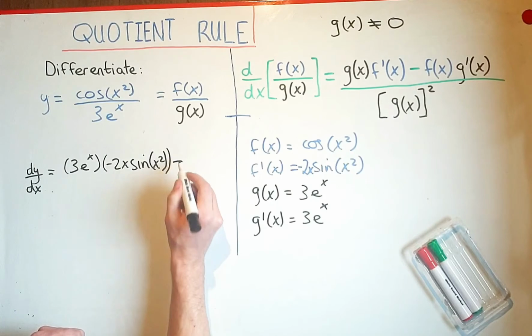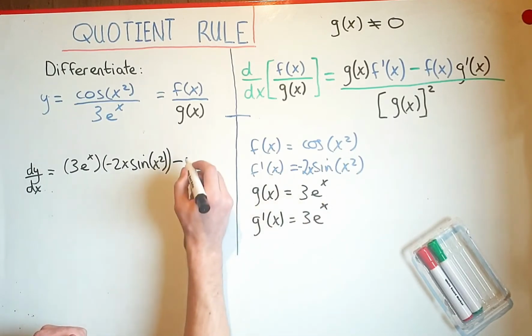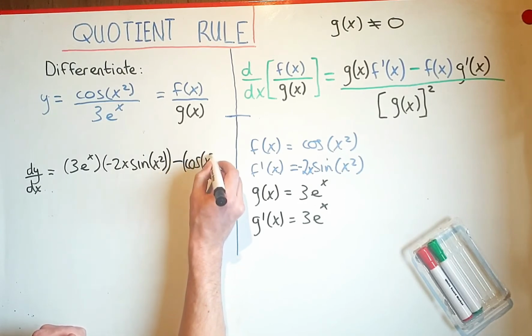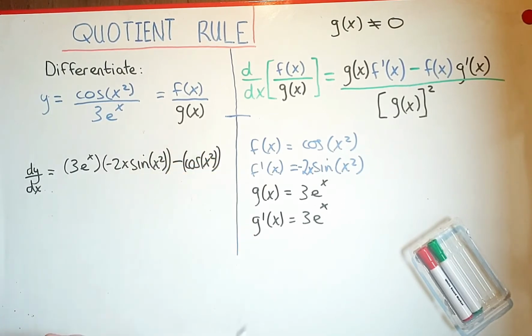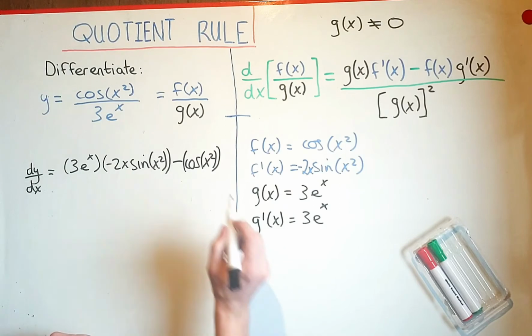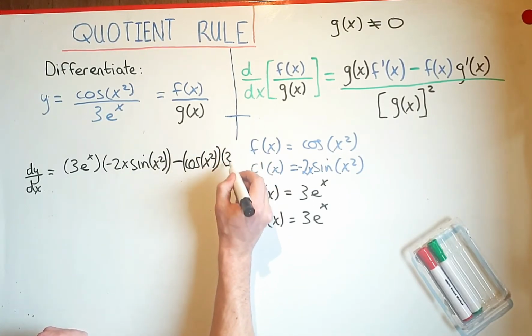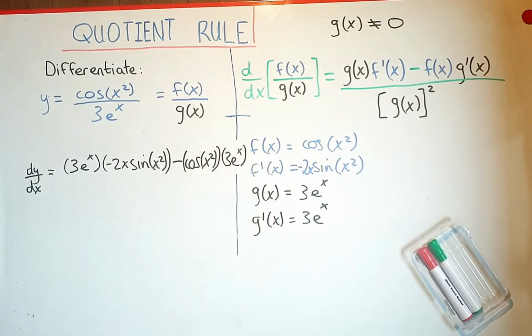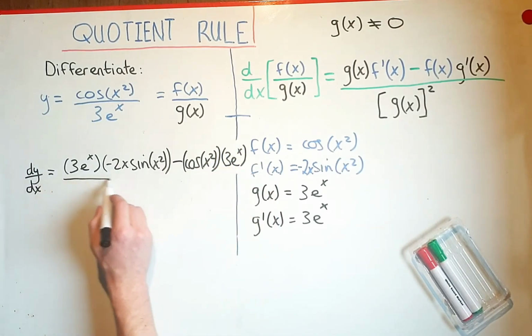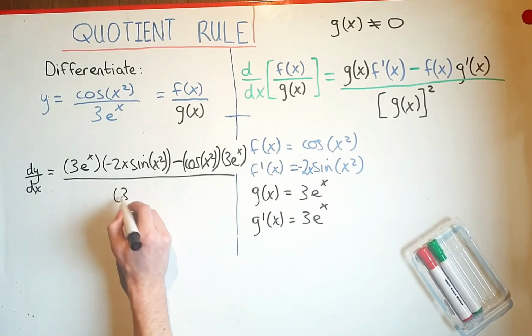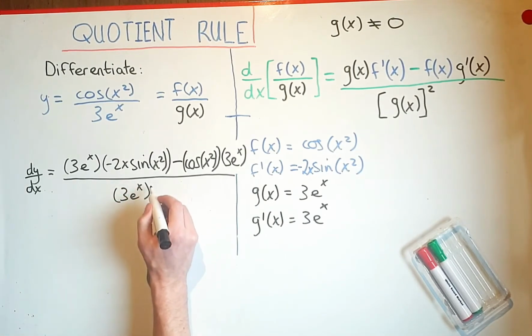We have a minus, we have an f of x, which is cosine x squared, and then we have a g prime of x, which is, let's make a bit of room, 3e to the x, and that's all divided by g of x squared, which is going to be 3e to the x squared.